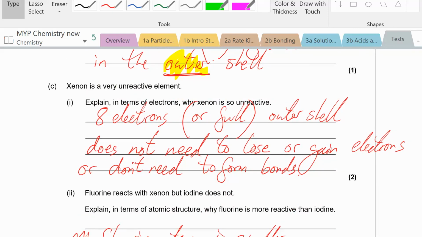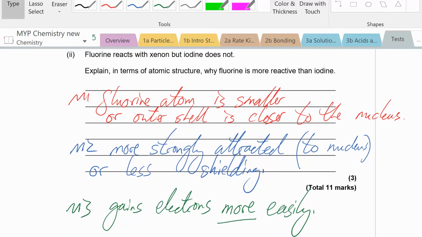Explain in terms of electrons why xenon is so unreactive. So it has 8 electrons, or a full, if you could have written that instead, a full outer shell. So it doesn't need to lose or gain electrons, or share electrons actually. We'll add that in. Or share electrons. And therefore it doesn't need to form bonds, but this is an optional. So you could have said 8 electrons in its outer shell, so it doesn't need to form bonds. Fluorine reacts with xenon, but iodine does not. Explain in terms of atomic structure why fluorine is more reactive than iodine.